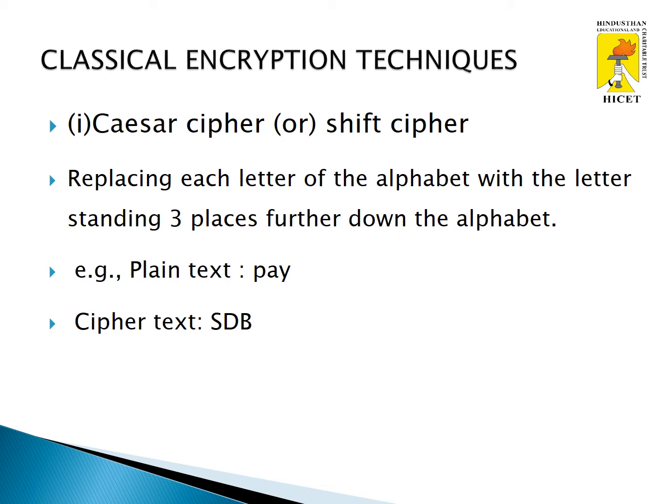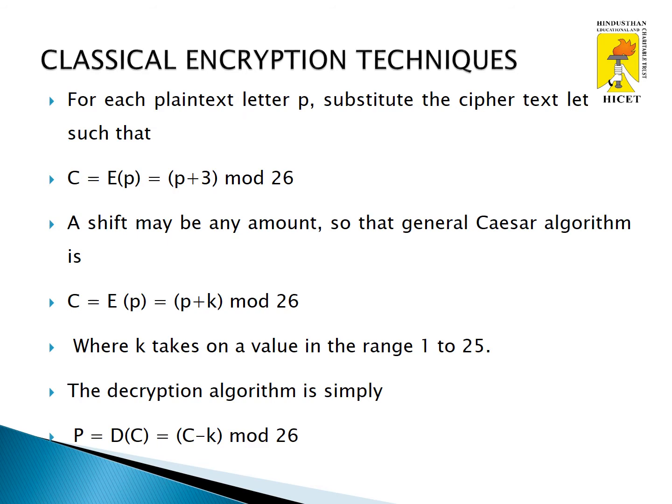See this example here, the plain text letter P is replaced as S and the plain text letter A is replaced as D and the plain text letter Y is replaced as B. For each plain text letter P, substitute the ciphertext letter such that C equals E of P. C means ciphertext, ciphertext equals encryption of plain text equals (plain text plus 3) mod 26.